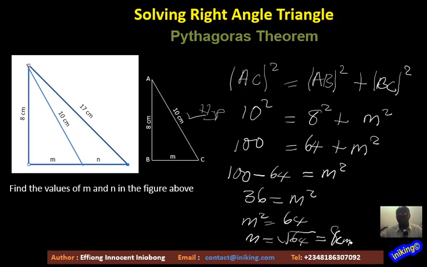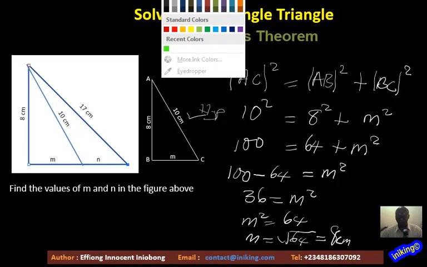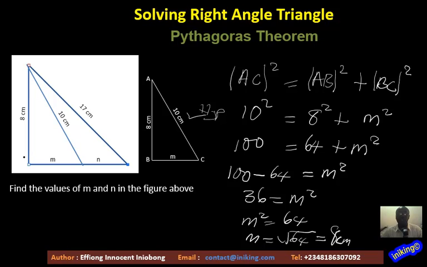Please take notes that once you can identify your right angle triangle, quickly identify which of the sides is the hypotenuse, and then develop your equation. So that was our right angle there. And of course, we had it at B.